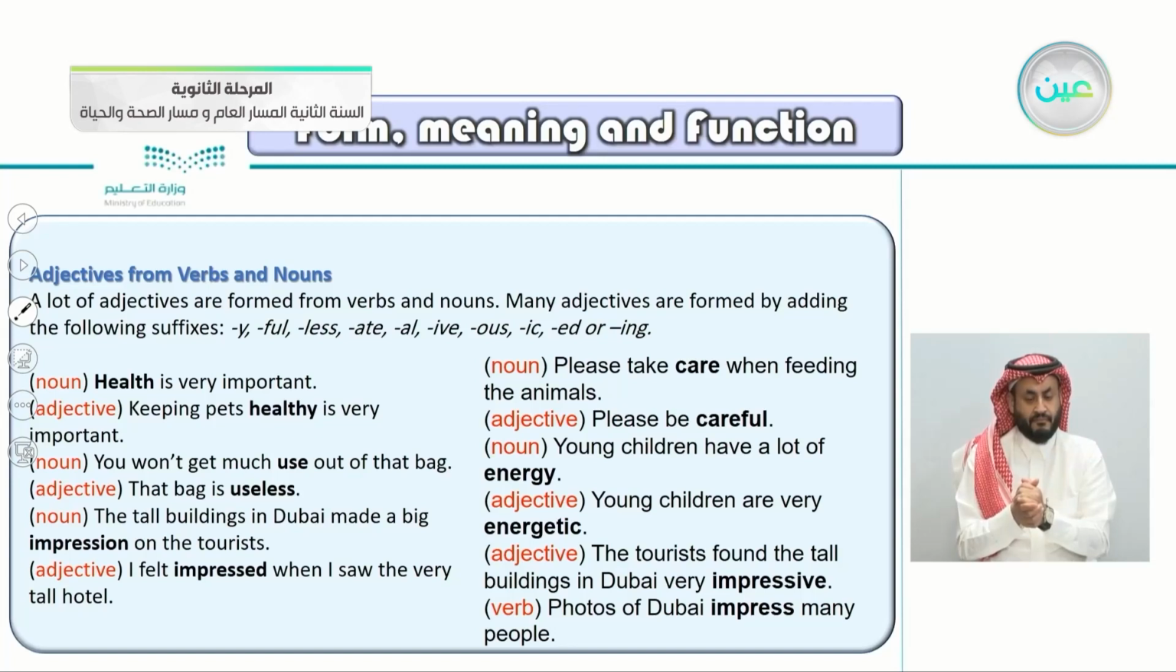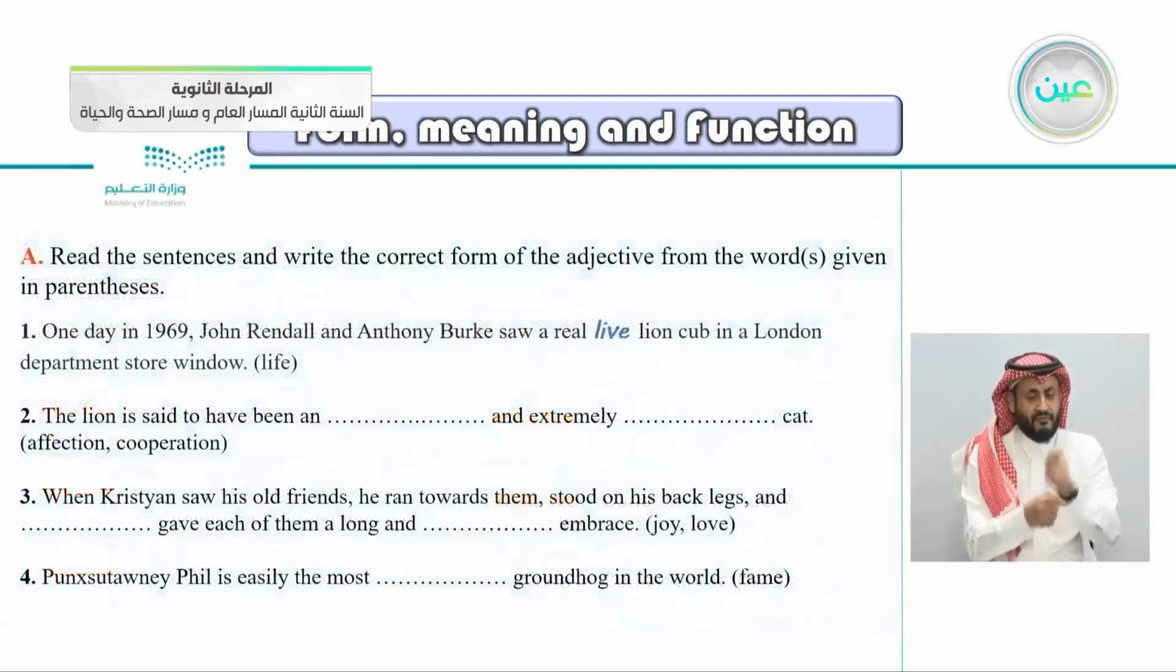Or you can say, of course, here, the tourist found the tall building in Dubai very impressive. If you want to say here, impressed or impressive, of course. And the verb here is impress. So the verb impress, the adjective is impressive. So you can change verbs or nouns to adjectives, of course.